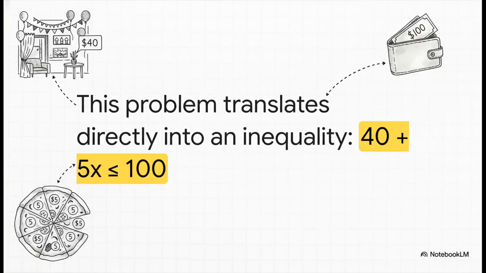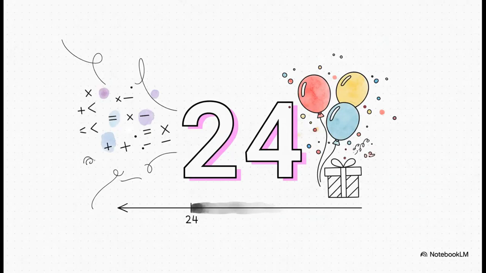Well, believe it or not, this exact situation can be written as an inequality. The $40 room fee plus $5 times x, the number of people, has to be less than or equal to your $100 budget. And hey, that looks just like the kind of problem we've been solving. So when we solve it, we subtract the 40 from the budget, then divide by the $5 per person. The math tells us that x has to be less than or equal to 24. So there's our answer. You can invite a maximum of 24 people to the party. Any more than that, and you go over budget.